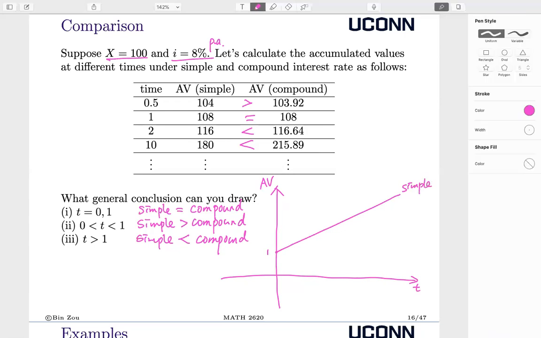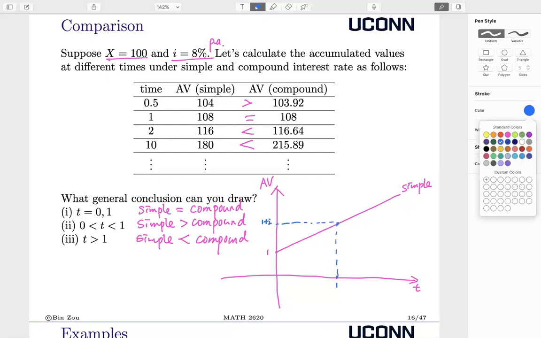Now let's draw the graph for compound interest rate. So assume here's 1, okay? Then we know this is 1 plus I. Okay, let's try another color. Use brown.